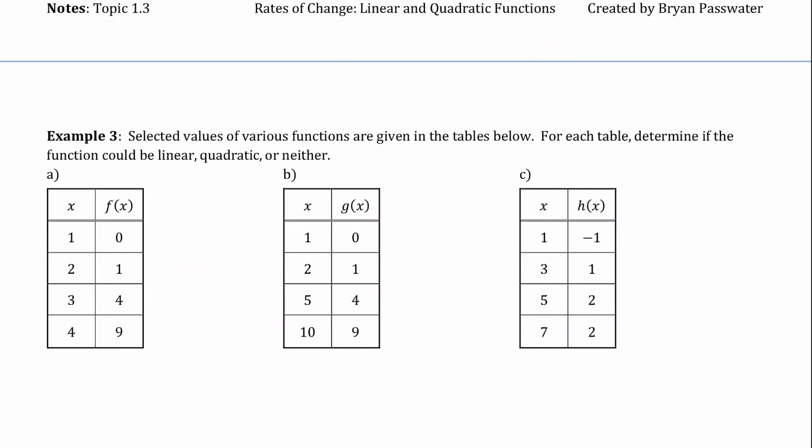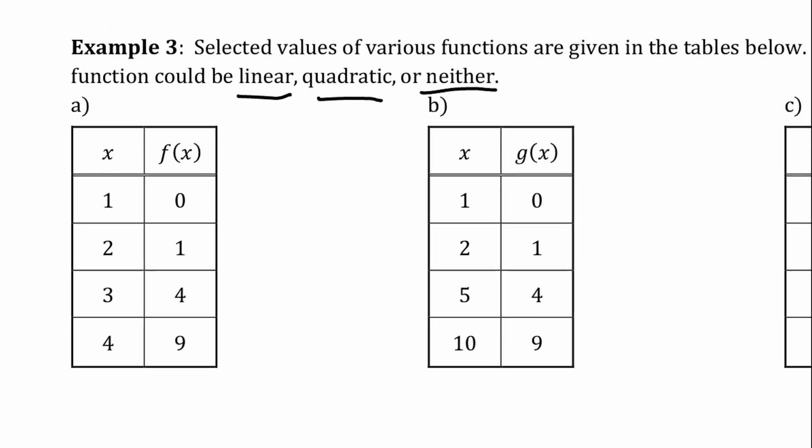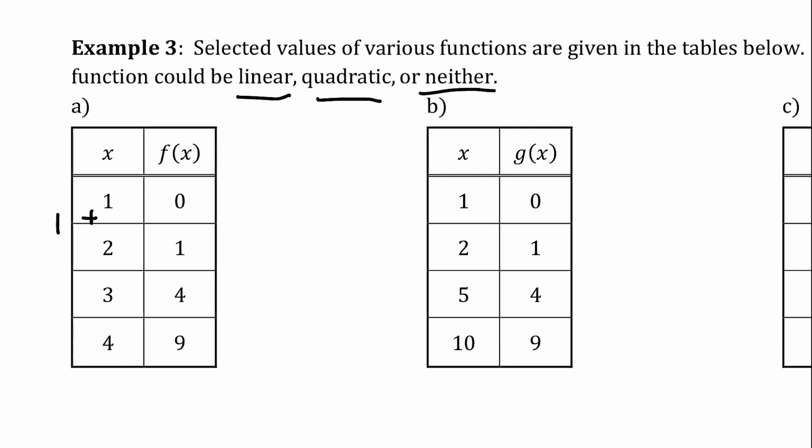Let's look at a couple examples. So your homework for tonight, it's going to look like this, where they give you a bunch of tables. It's going to say selected values for various functions are given in the tables below. For each table, determine if the function could be linear, is it quadratic, or is it neither. So first thing you should do, find your rates of change. Again, see what's the change in x's. Again, here my x's are going up by 1. Plus 1, plus 1, plus 1.